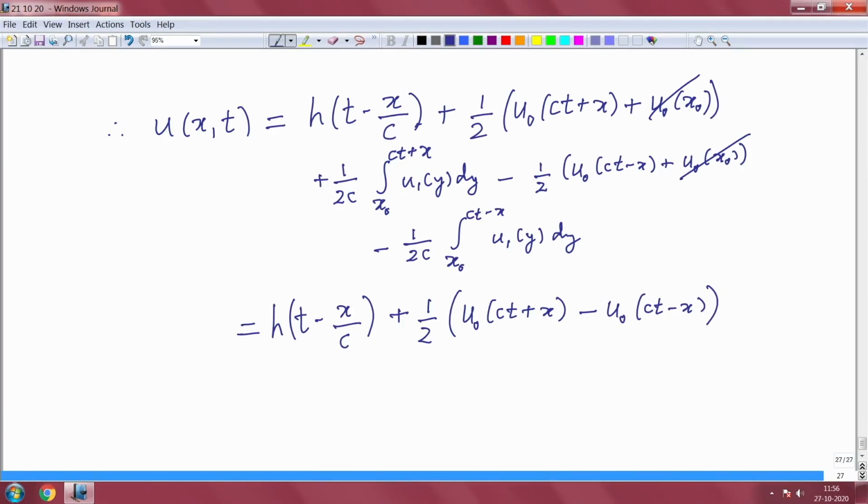And now, we can combine these two integrals. So, this is the integral from x_0 to ct minus x, this is from x_0 to ct plus x. So, you can write this integral as x_0 to ct minus x and then ct minus x to ct plus x, and one term cancels with this. So, we have just 1 by 2c, the integral from ct minus x to ct plus x of u_1(y) dy.